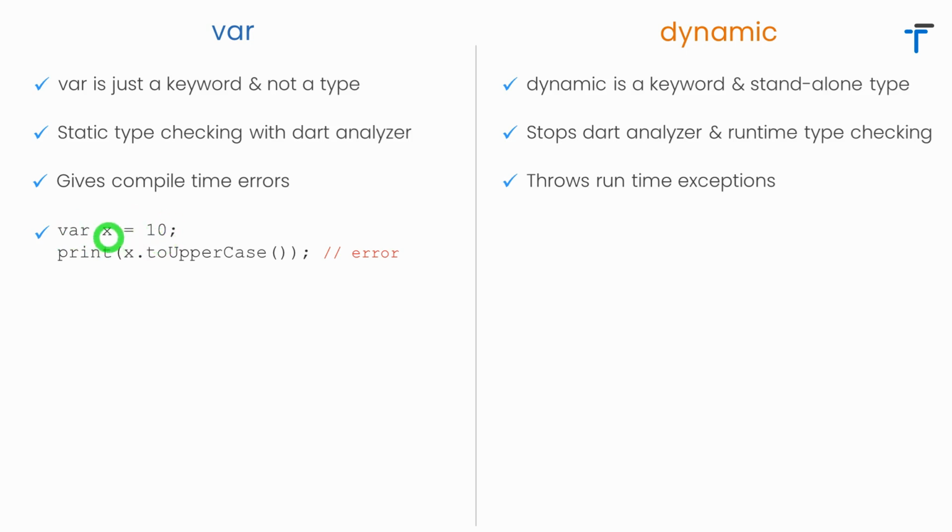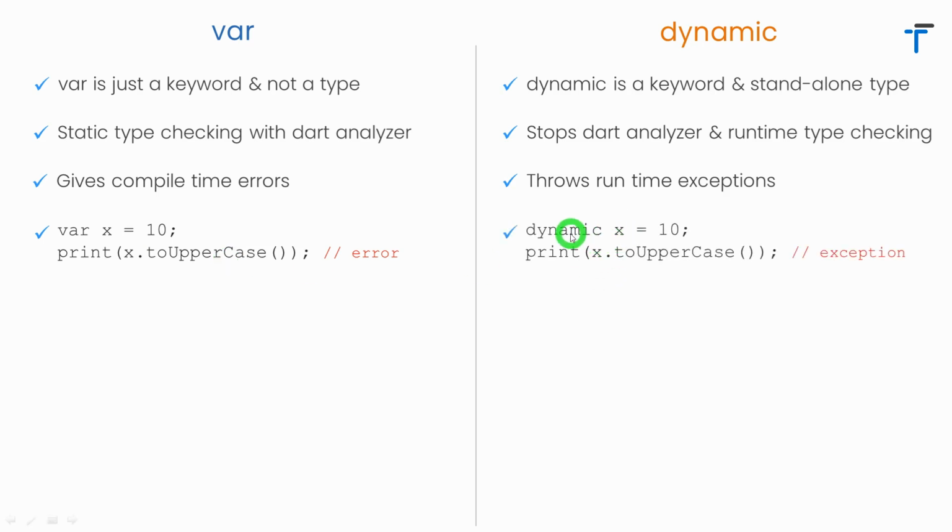It means x is of type integer using the concept called type inference. Here, when I write x dot toUpperCase, the compiler gives me a compile time error, because toUpperCase is a method only available for string and not for integer. So that gives me a compile time error for this kind of operation.